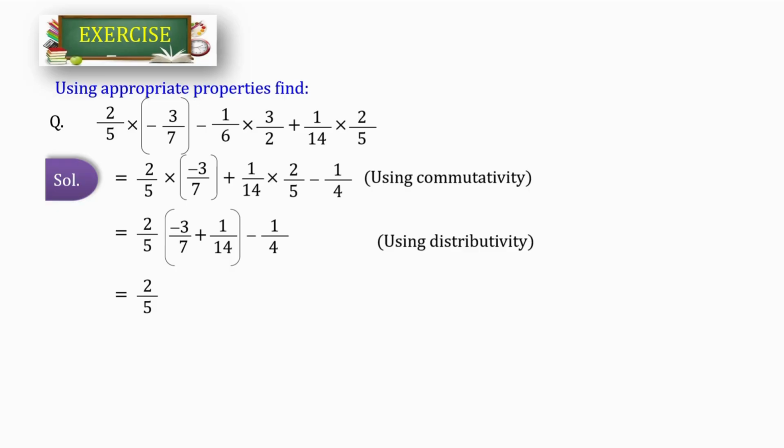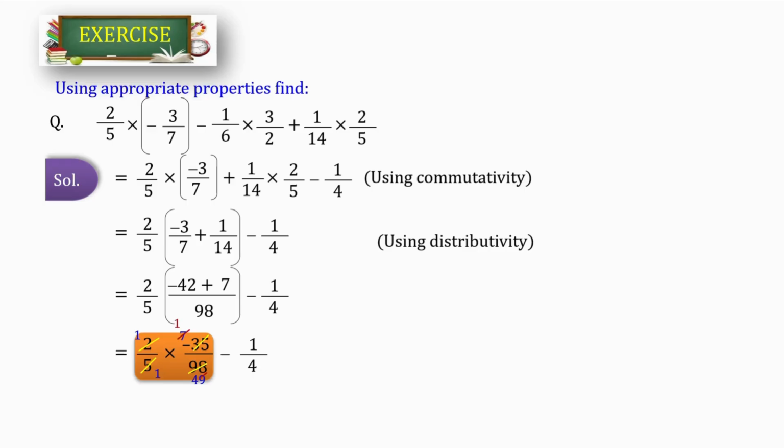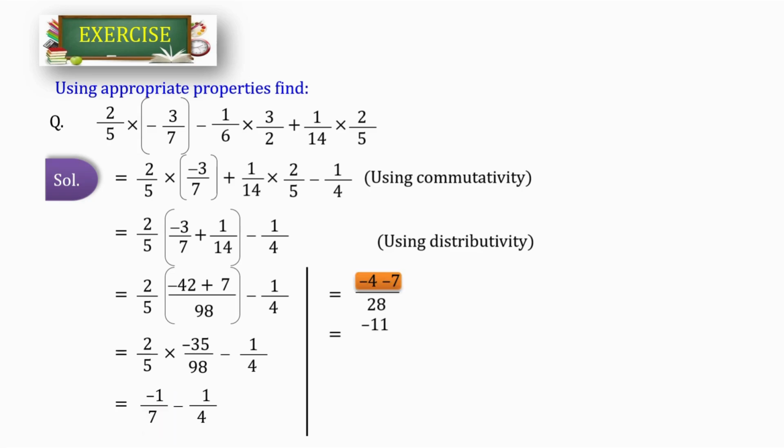Now this we have applied using the distributive property. Since here the numerator and denominator are different, we can do the multiplication or you can do the LCM of it. So this is the final answer, minus 11 by 28.